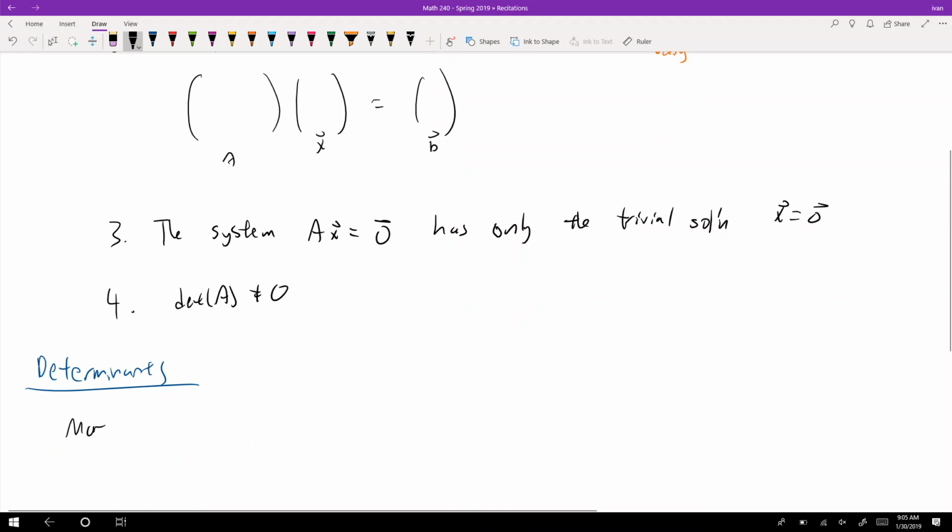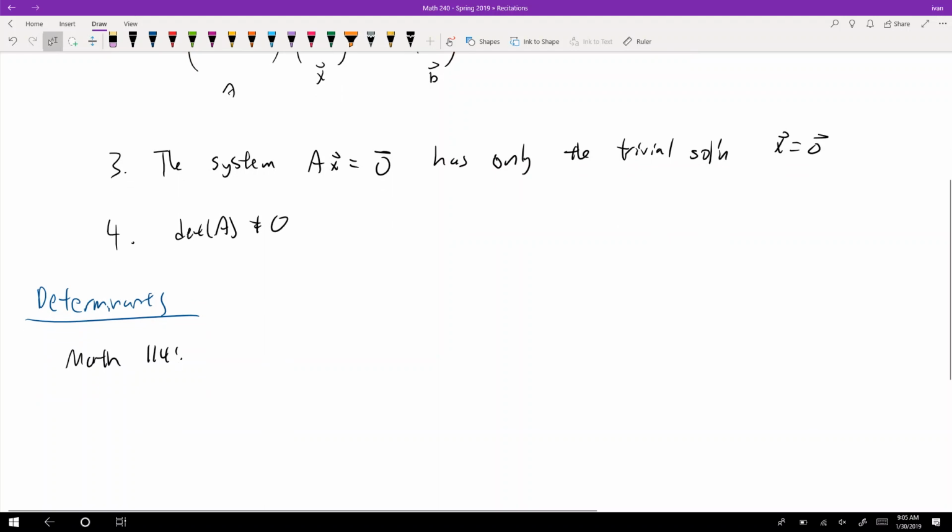And in Math 114, you were introduced to determinants in terms of the cross product. Right? So for example, if I have two vectors, 1, 2, 3, cross 4, 5, 6, right?